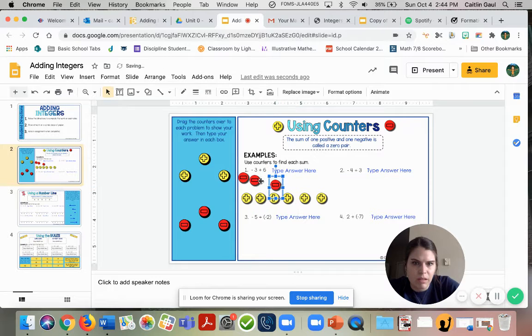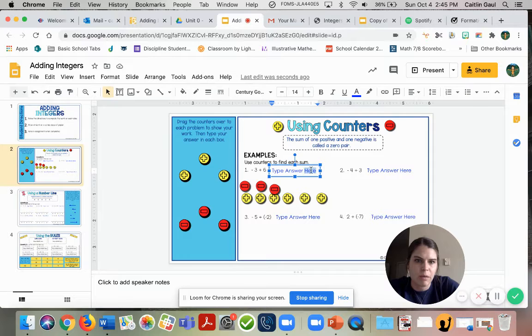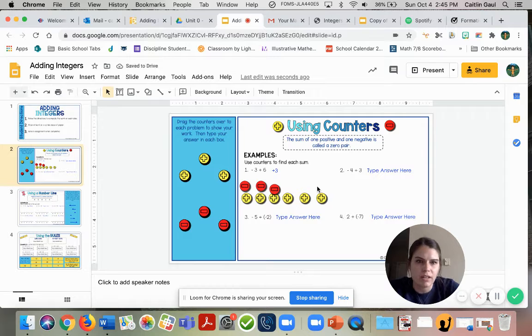Line them up and they will cancel each other out, right? They create a 0 because a positive and a negative are opposites. So if these cancel, that leaves me with 1, 2, 3 positives. I type my answer in this box provided. Your answer is plus 3. So that's how you complete that slide. You can use counters to create zeros, and whatever is left over is your answer.